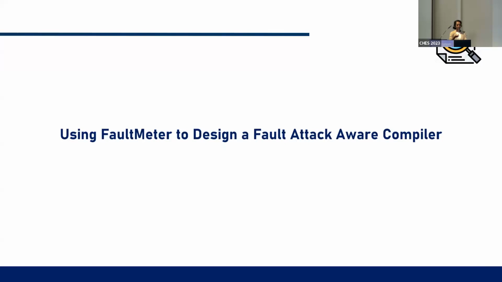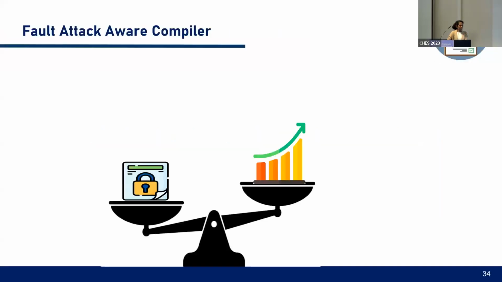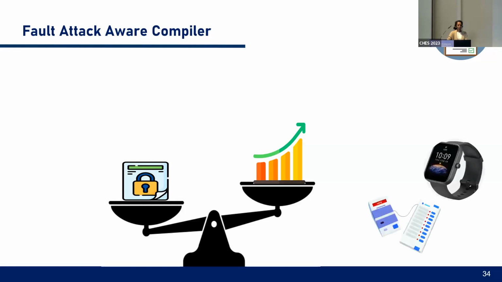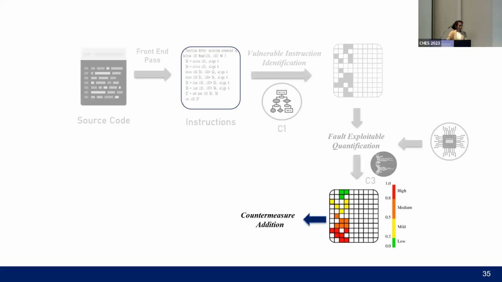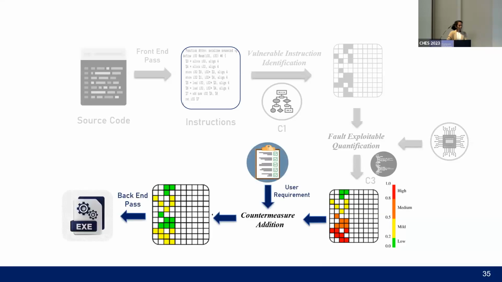The final thing is that now we have the success probability, and how we can utilize this. For this, we have designed a fault attack aware compiler framework. So why do we need to tune the countermeasure? There always exists a trade-off between security and performance. If a user needs a security-critical device like an electronic voting machine, they may need more security than performance. On the other hand, for a smartwatch, they need more performance than security. So here we use our framework, the fault meter framework, to tune the countermeasures.